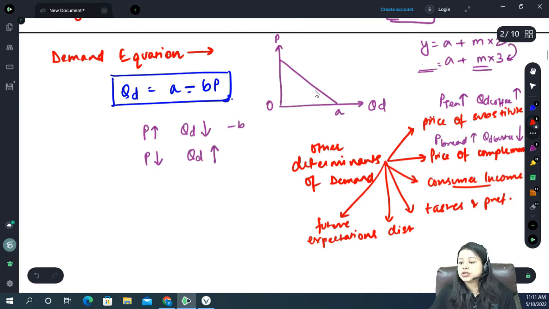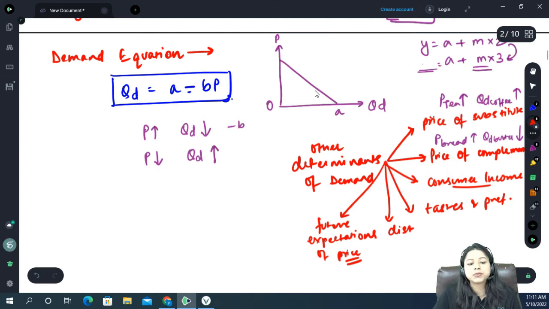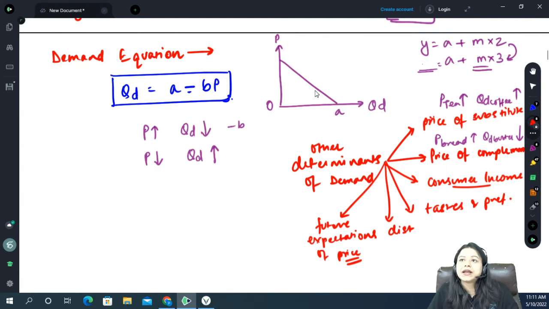Future expectations. When I say future expectations of price, nothing else, price. For example, if I say that Diwali dhamaka is coming and I will be able to buy iPhone at a cheaper price, then my quantity demanded for iPhone, or my willingness to buy iPhone now, will decrease because I know the price will fall in the coming 2-3 months. That is your future expectations. All these concepts are clear, yes or no?